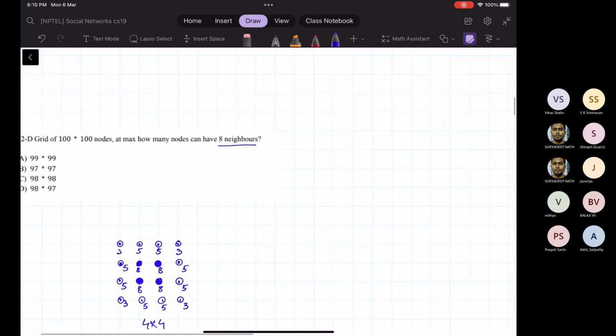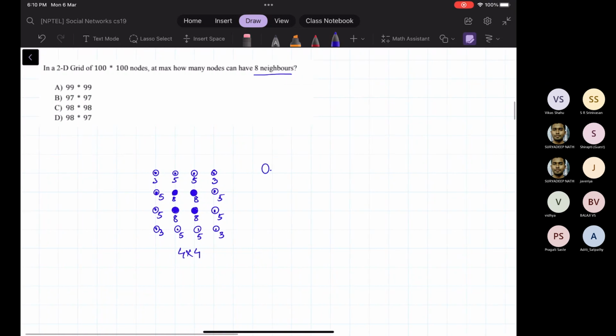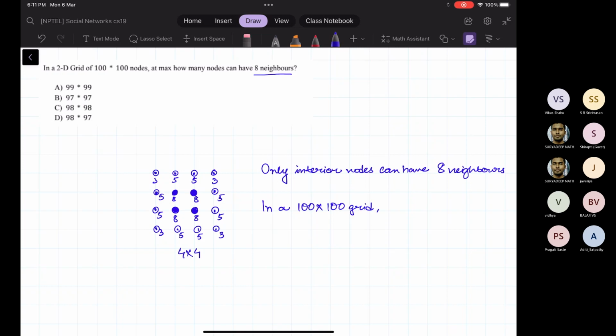So you see that only interior nodes can have 8 neighbors. So in a 100 cross 100 grid, the number of interior nodes is equal to, so you leave out the border nodes.